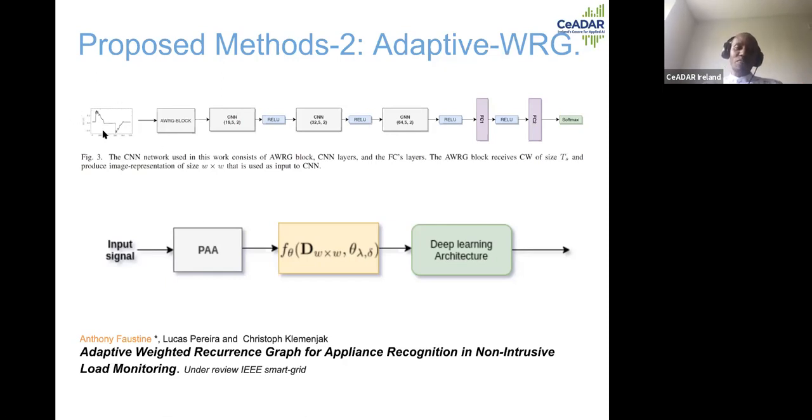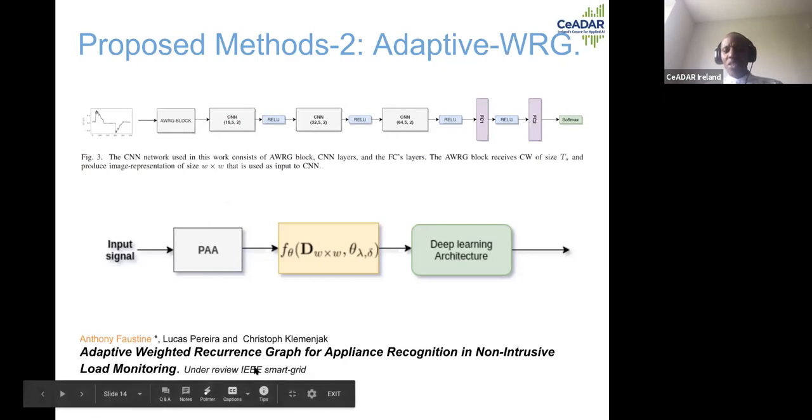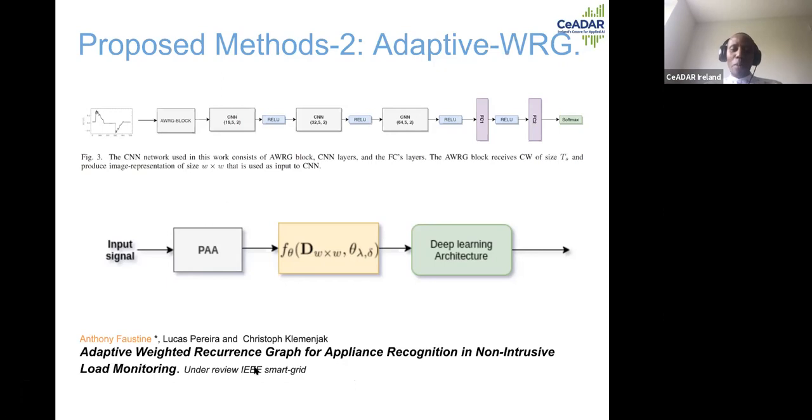So you just pass your time series signal like this one, and then it will go into this block, and of course it will generate the adaptive weighted recurrent graph, which will be used for classification. We proposed this approach and submitted a paper to IEEE Smart Grid, which is under review, and we tested our approach on aggregate submetered data.